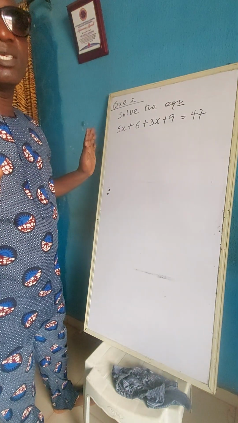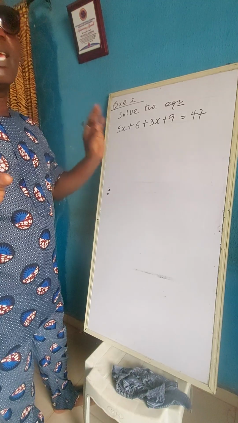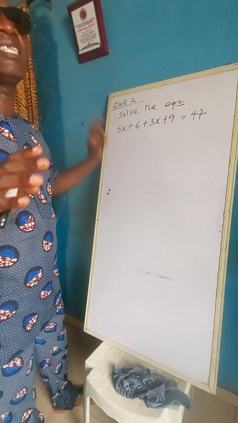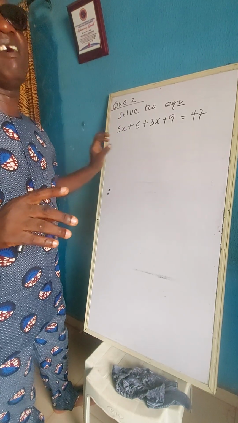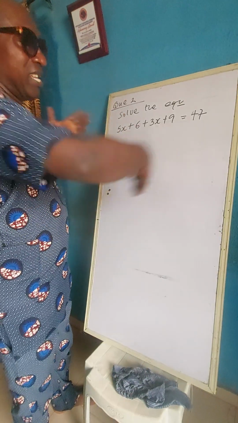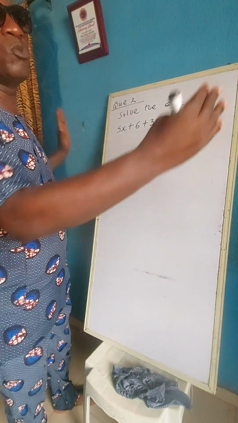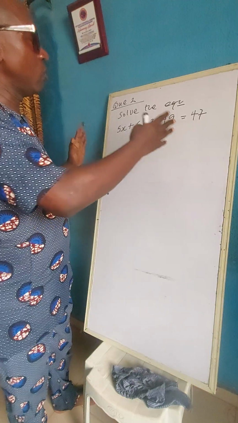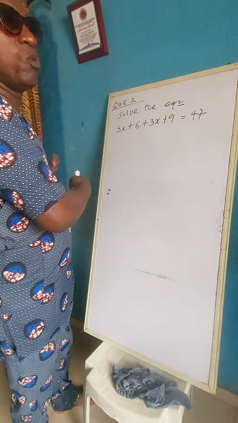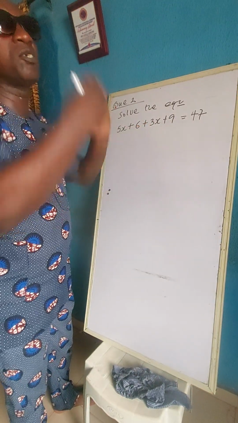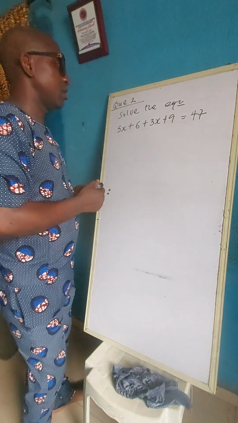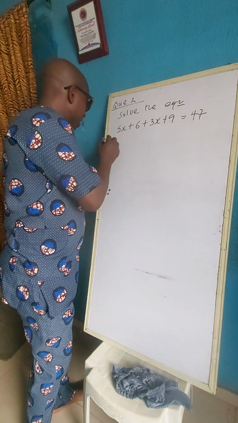Irrespective of the coefficient, what matters is the power of that letter, and the power of that letter is 1. It can be repeated. So what you need is to collect like terms. The ones that have x, put on one side. The ones that do not have x, put on the right-hand side. Let's start. Solution.